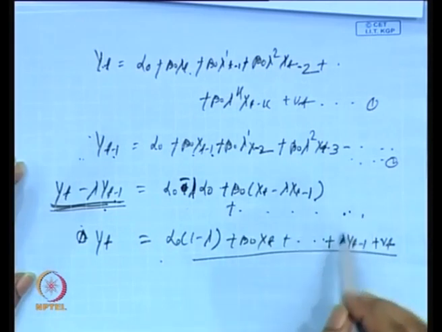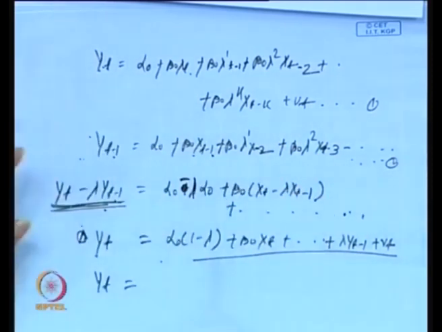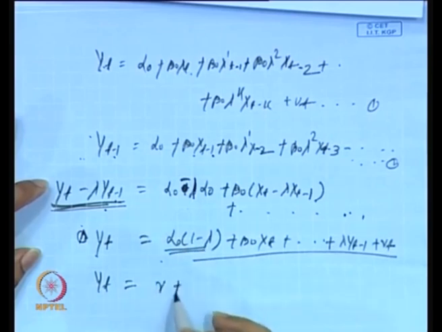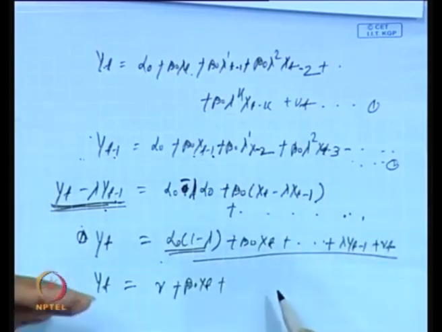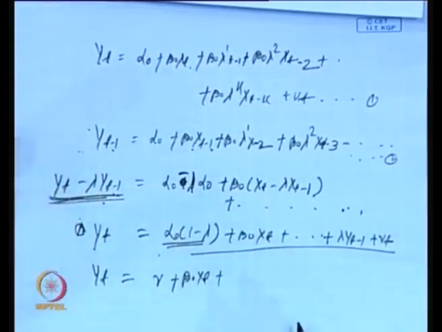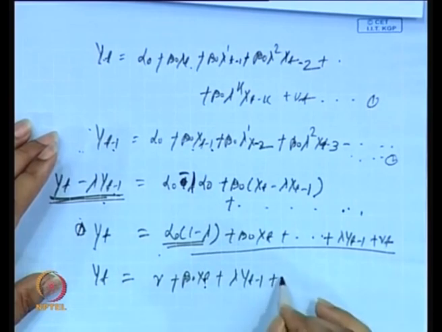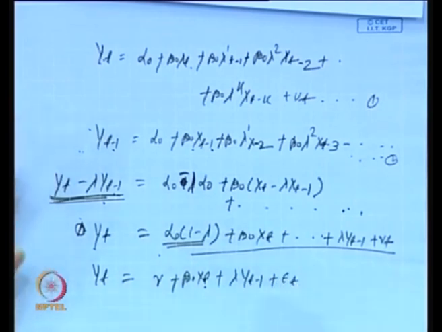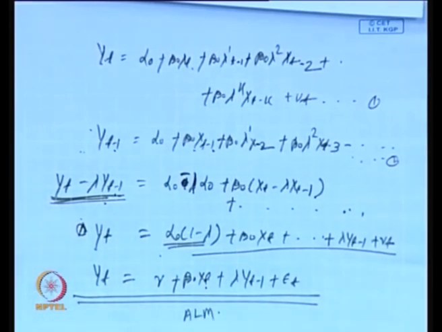I am not generalizing this concept. Now, I am putting y t on the left and lambda y t minus 1 on the right side. Finally, let us say this is gamma, then gamma beta 0 x t. Let us summarize, the other items remain constant. If I put it in sequence, it comes down to this structure: beta 0 x t plus lambda y t minus 1 plus epsilon t. This is the form called the autoregressive lag model.